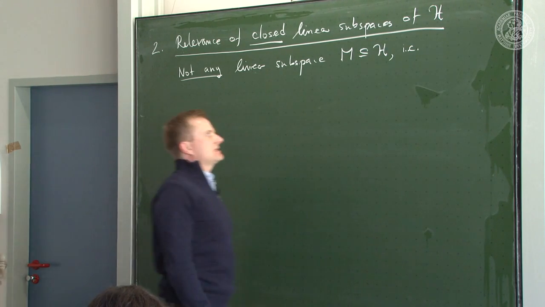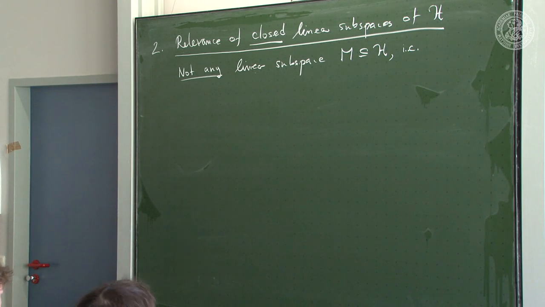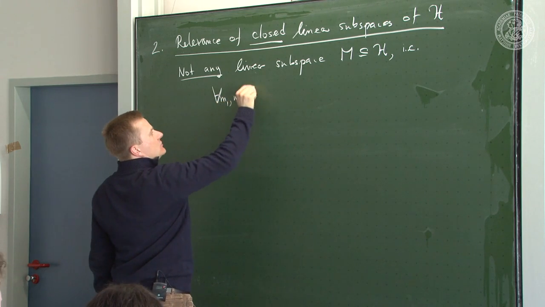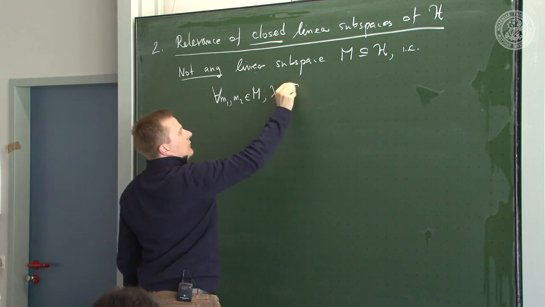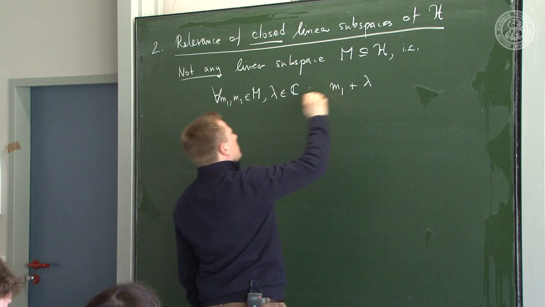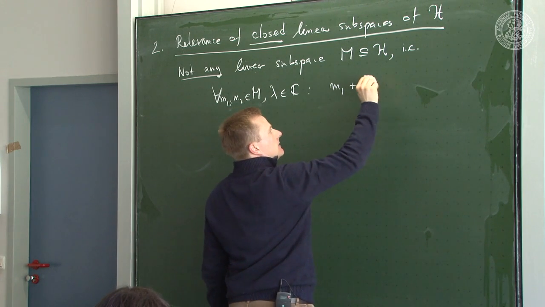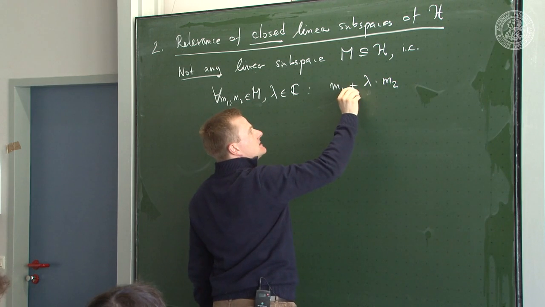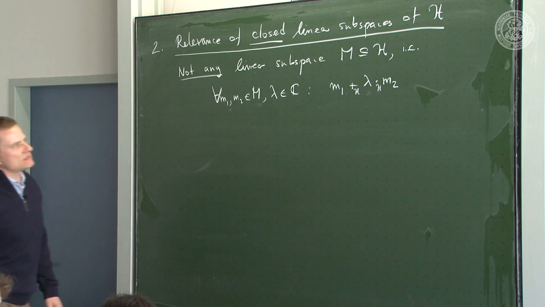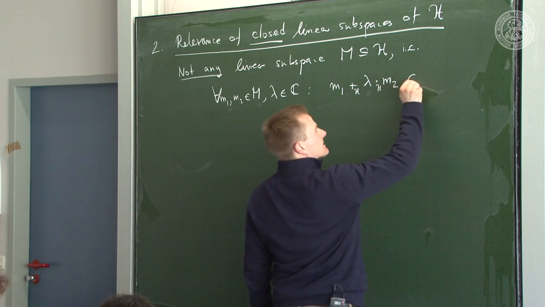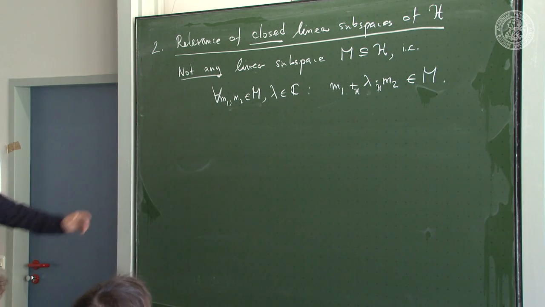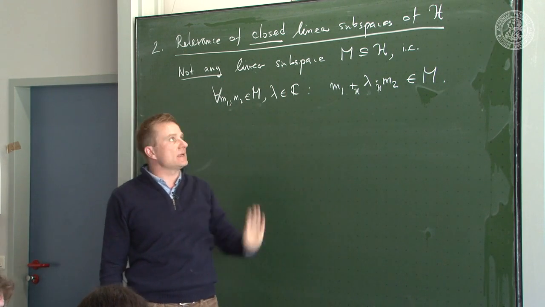What is a linear subspace? A subspace is a subset, but a linear subspace is one where for all elements m1, m2 in the linear subspace, and for any complex number lambda, it's true that if m1 and m2 are in the subspace, then m1 plus, and that's the plus on the Hilbert space, lambda times, that's the times on the Hilbert space, right? That this linear combination is again in the subspace. So it's a sub-vector space. A linear subspace is a sub-vector space.